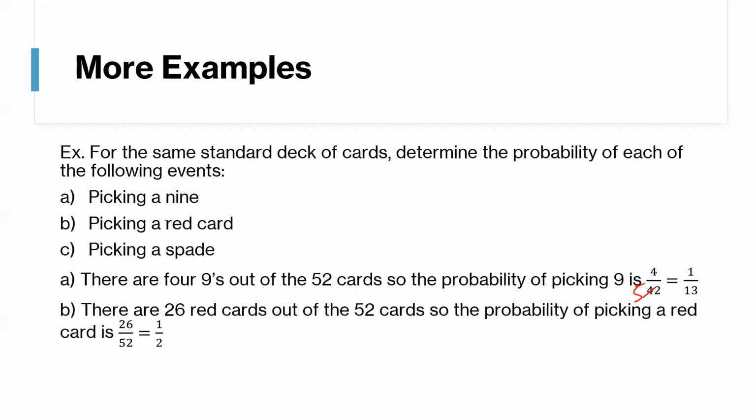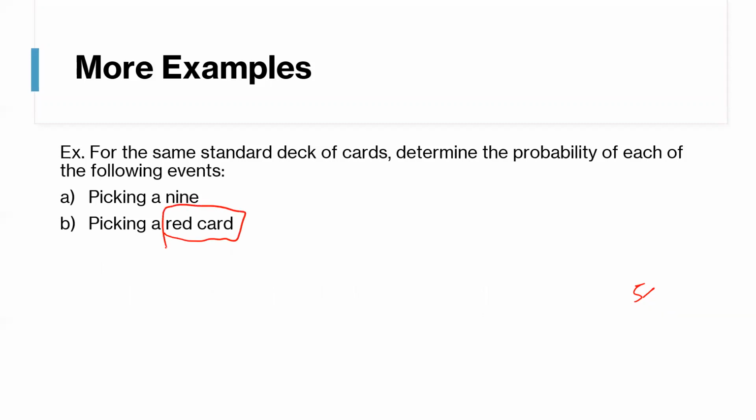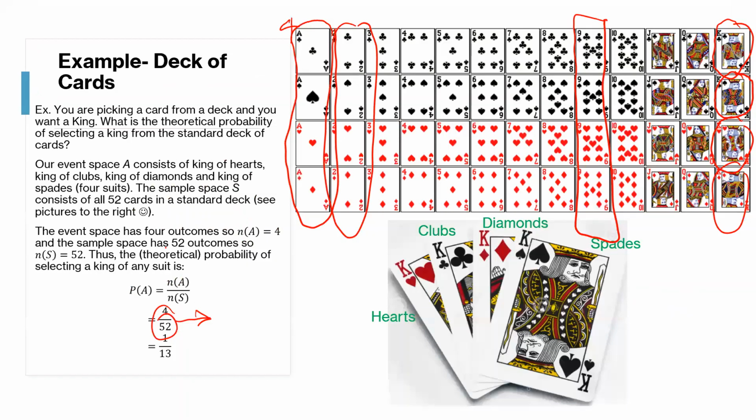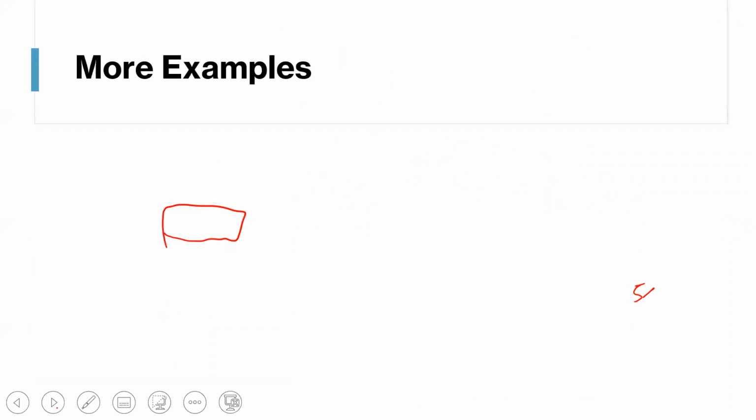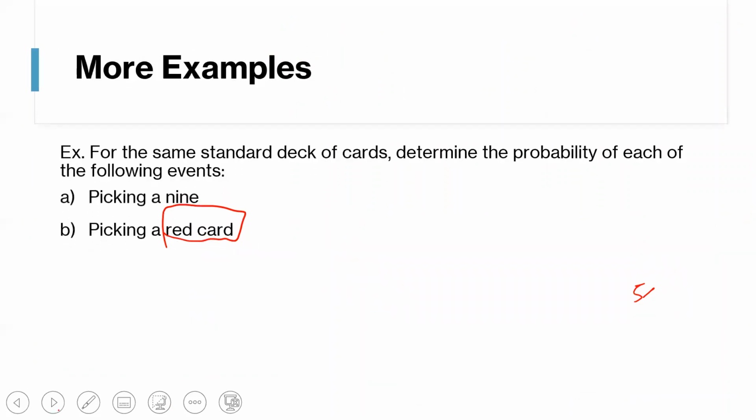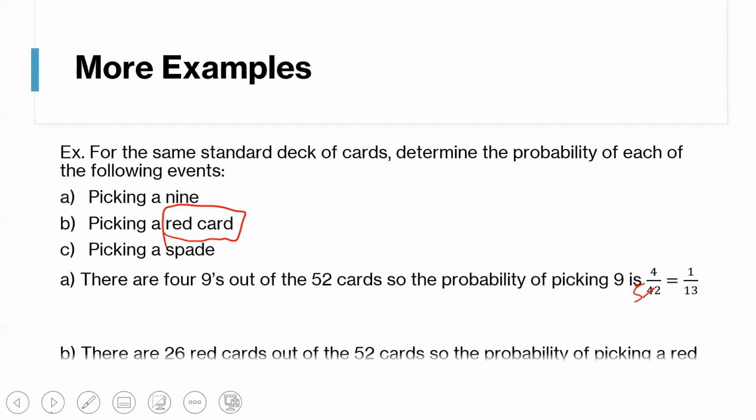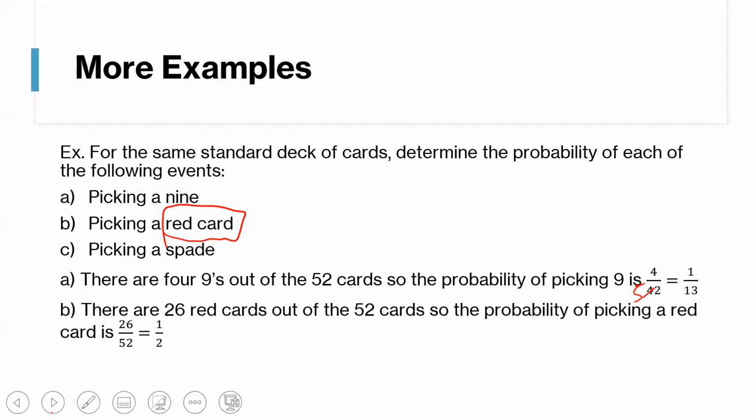For the next one, picking a red card. Well, how many red cards are there? So we can go back to the picture just to make sure. If you're not familiar with the deck of cards, it's actually pretty easy. It's pretty visible even just on the picture here that exactly half of them are red. So the bottom half is red, the top half is black. So that means that there are going to be exactly 26 red ones out of the 52. So 26 out of 52 reduces to a half.